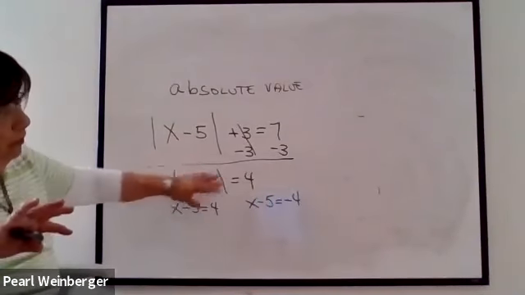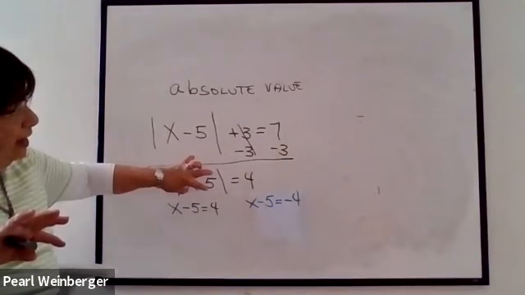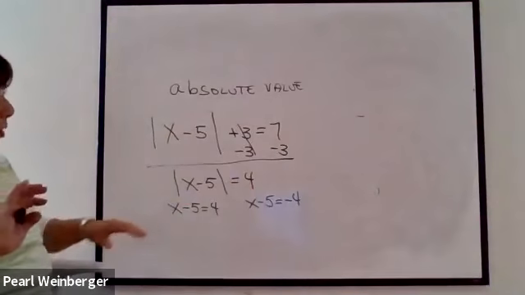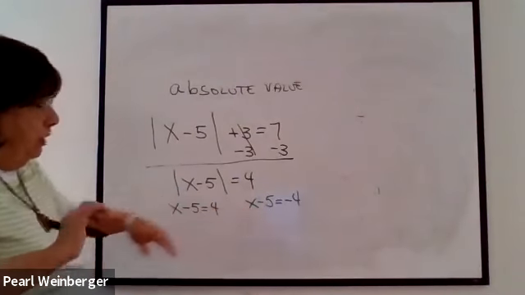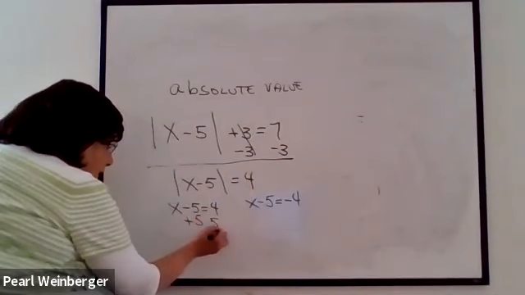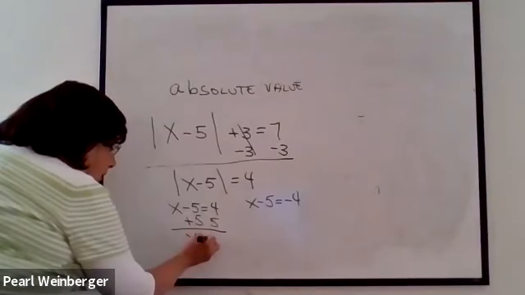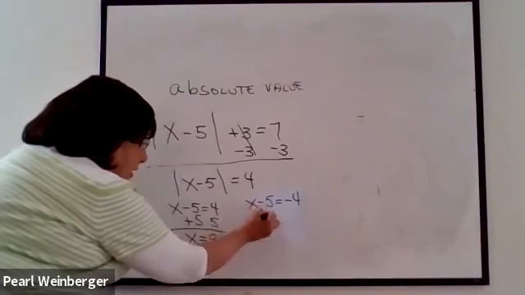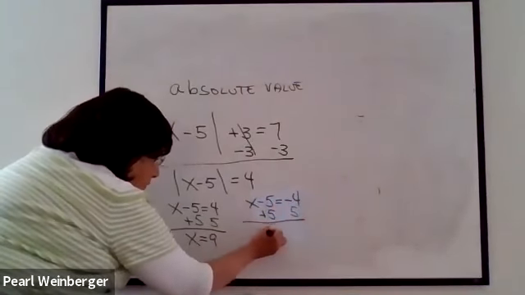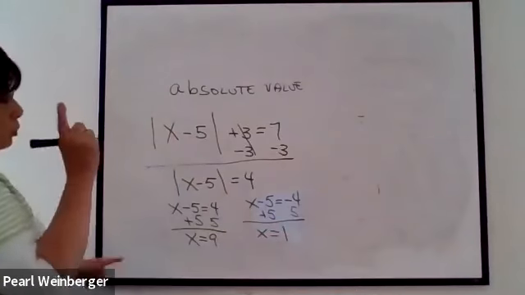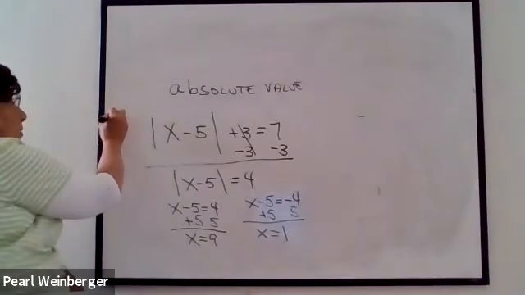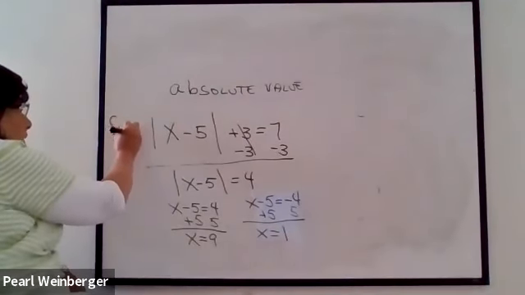The same thing over here, even if there's more complicated things inside that absolute value sign, it could either equal this positive number or it could equal that negative number. And that will leave you two equations. So in this equation, I'll add 5 to both sides and get one answer being x equaling 9. And again, I add 5 to both sides, and in this, I get x equaling 1. So your solution to this equation is two answers: one answer is 1, one answer is 9.